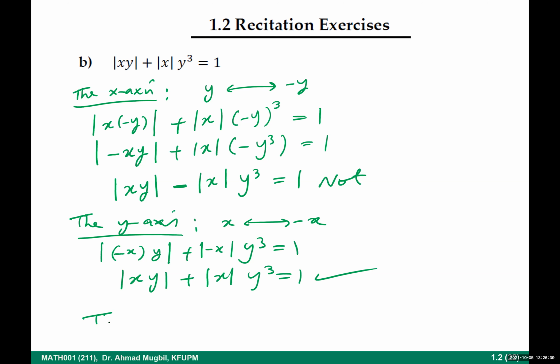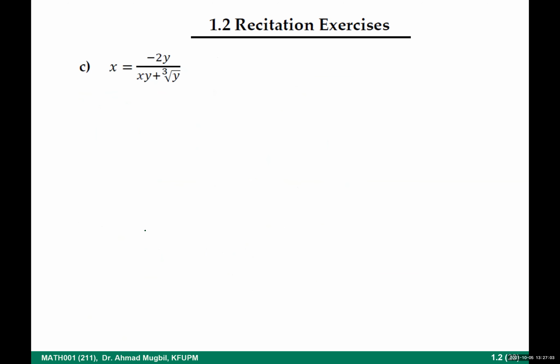What do we conclude about the origin? The origin is not. Why? Because if it is symmetric about the origin, it will be symmetric about the x-axis, and this is not the case. It is not symmetric about the x-axis, but symmetric about the y-axis. That's it. It will not be symmetric about the origin. Let's take the last one.